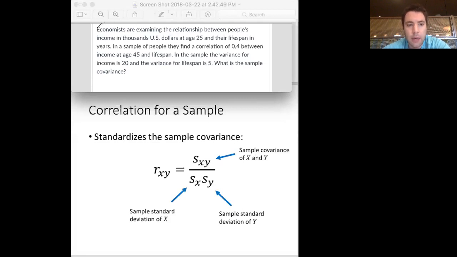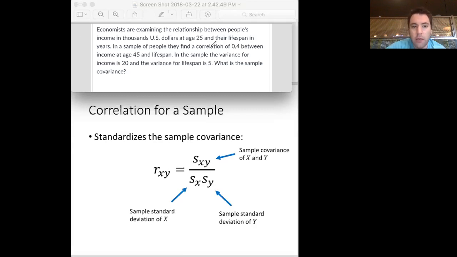It says that economists are examining the relationship between people's income in thousands of US dollars at age 25 and their lifespan in years. In a sample of people, they find a correlation of 0.4 between income at age 45 and lifespan. In the sample, the variance for income is 20 and the variance for lifespan is 5. And it's asking, what is the sample covariance? So if we look at the question, first of all, let's look at what they're giving us and what they're asking for us.